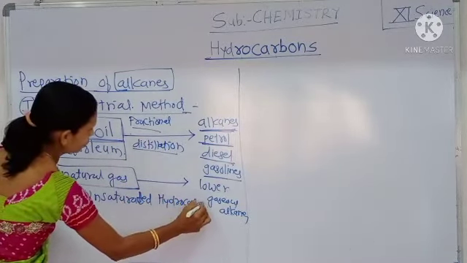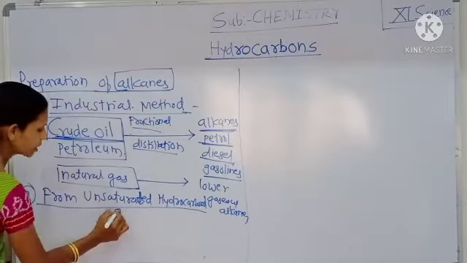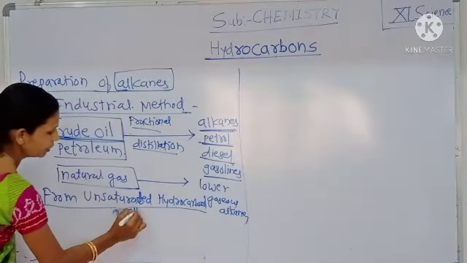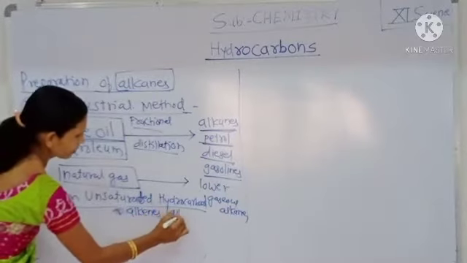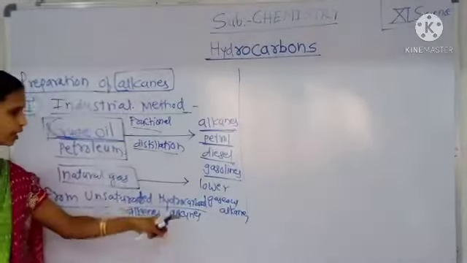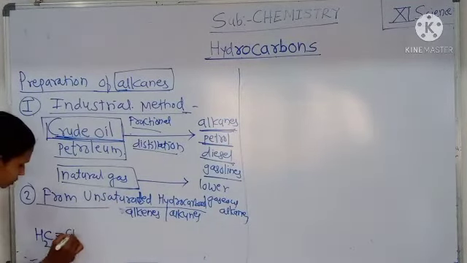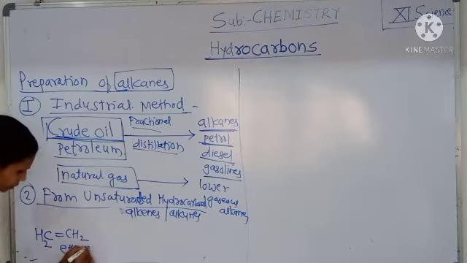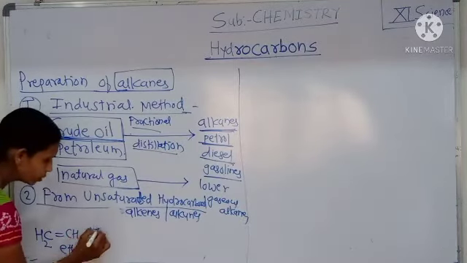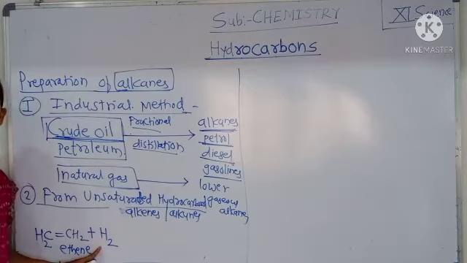from unsaturated hydrocarbons. All of you are aware of that? Unsaturated hydrocarbons are nothing but alkenes and alkynes. That means we can prepare alkanes from alkenes and alkynes. See here, CH2=CH2, that is ethene, an alkene, which undergoes reduction. Reduction means addition of hydrogen, and addition of hydrogen takes place in the presence of a reducing agent.